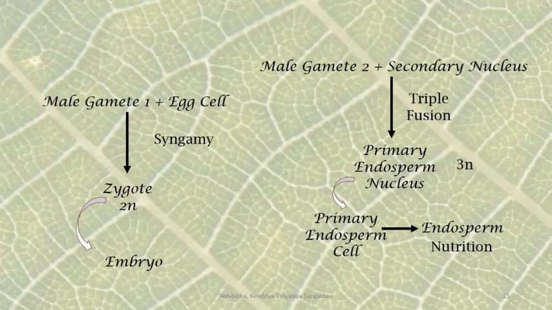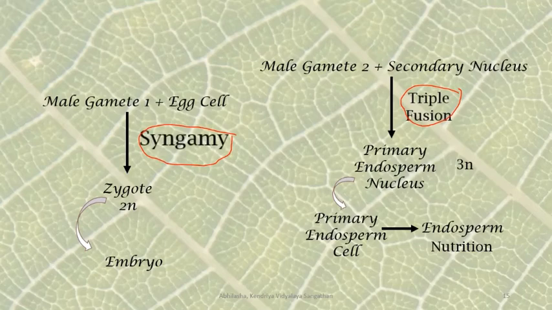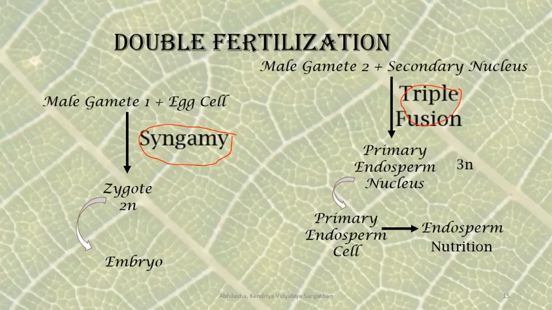Now finally, the most important thing. Here you can see the fertilization event comprises 2 episodes. The first one is syngamy, or the fusion of the male gamete with the egg cell, and the other is triple fusion. So there are 2 fertilization events happening simultaneously. So in angiosperms, sexual reproduction has a unique characteristic of double fertilization.